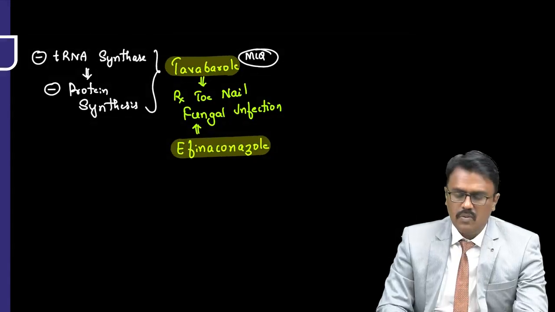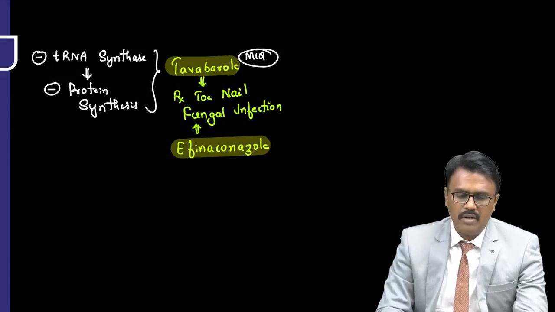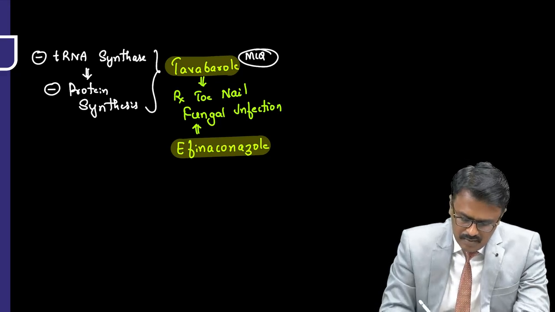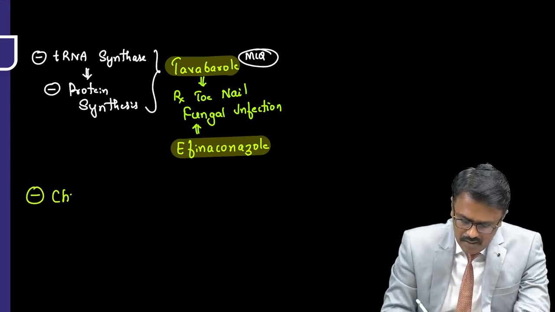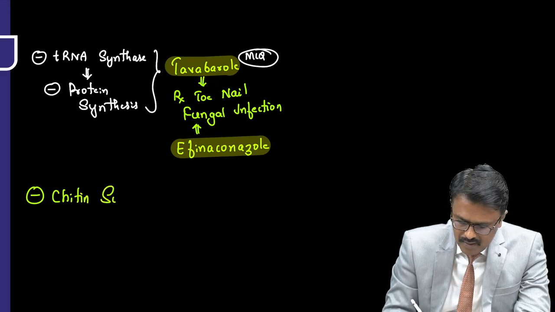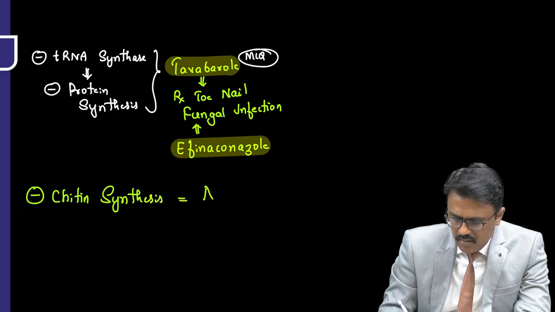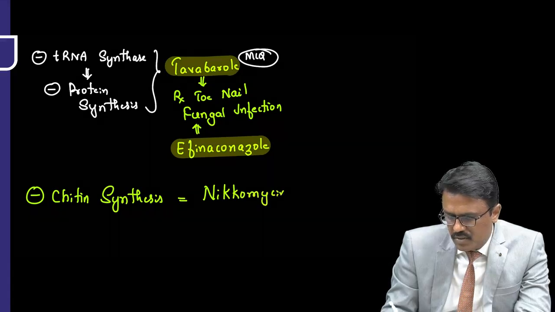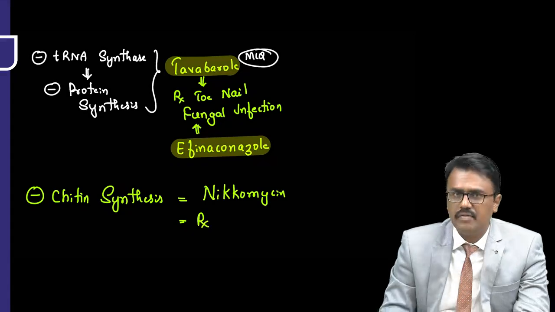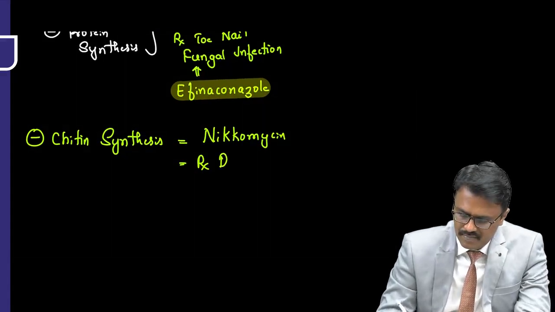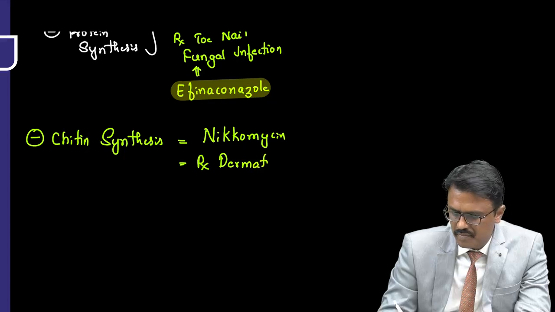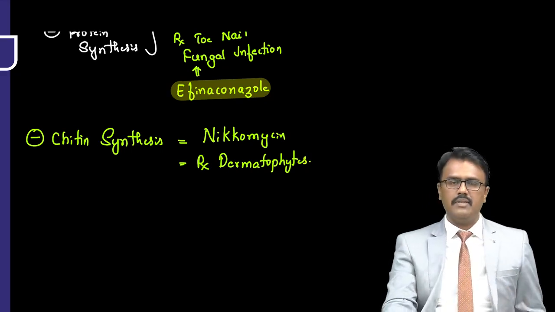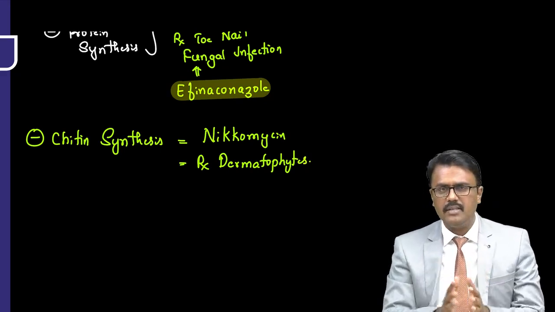So these are the drugs that are used as antifungal drugs. Now another minor mechanism is a drug which inhibits chitin synthesis, and the name of the drug is nikkomycin. Again, this is used to treat dermatophytic infection, dermatophytosis. Right. So until now, I have covered the different antifungal mechanisms and different drugs.